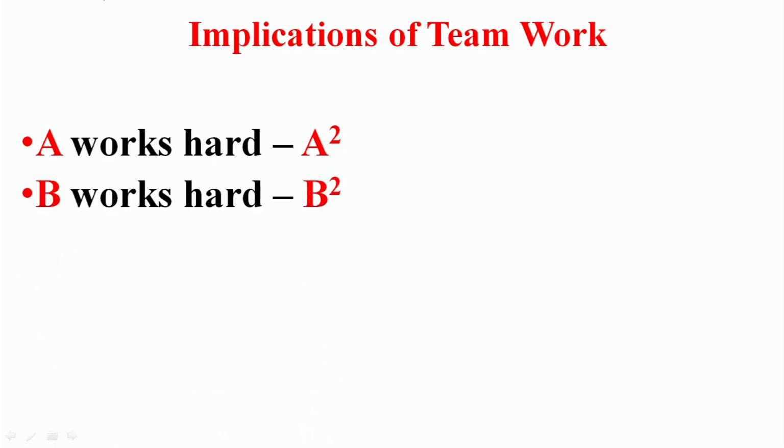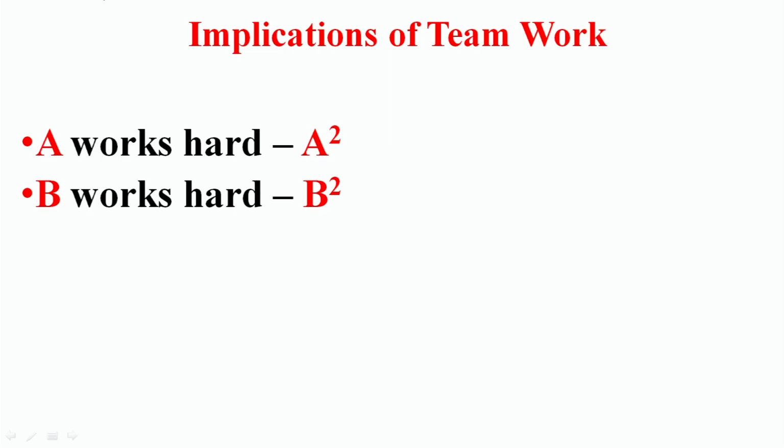In qualitative research, teamwork has a lot of implications. We pay much emphasis on teamwork. Let me give you an example. When A works hard, he can become A square, meaning he can become double. Obviously, his hard work is going to yield it. Similarly, another individual B is also working hard and he is also becoming B square.